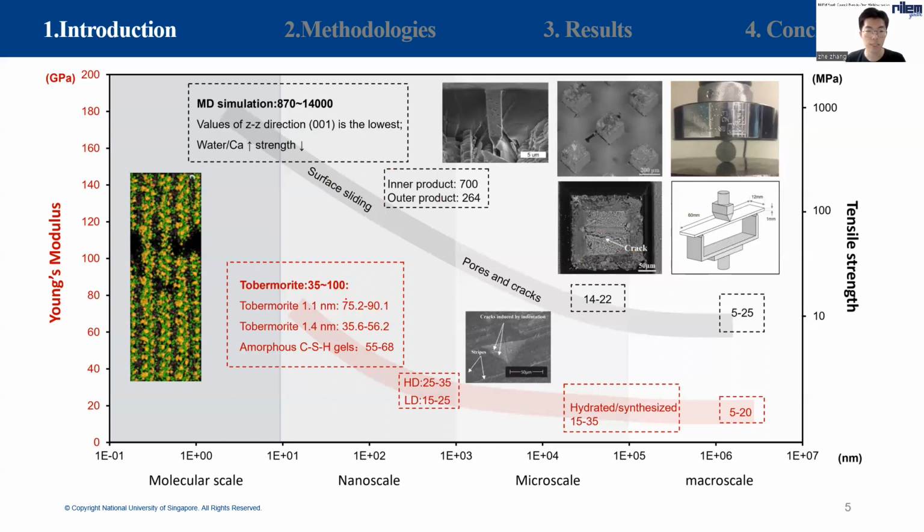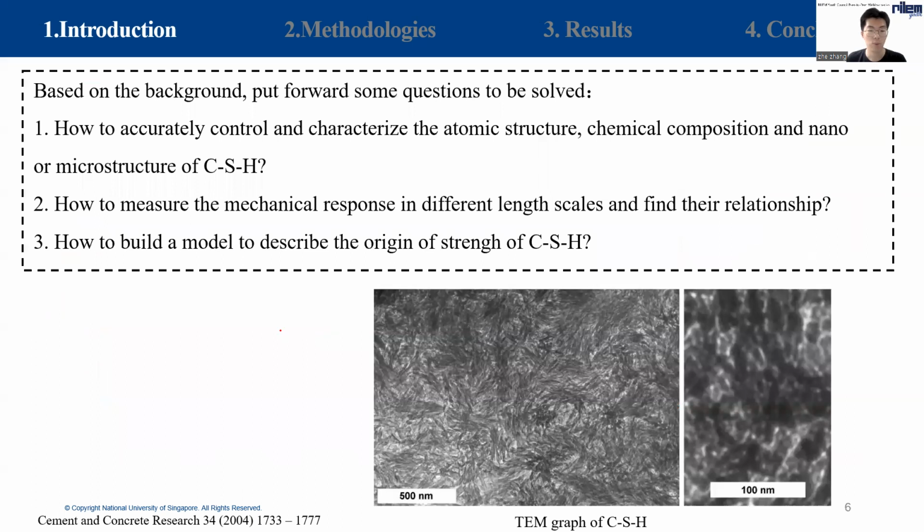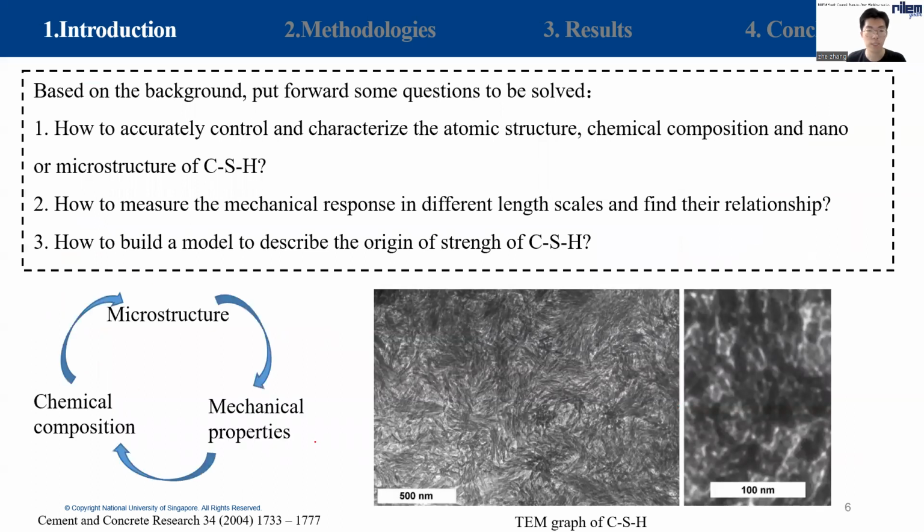Even within the same length scale, we can still see that the distribution range of the mechanical properties is very large, which would be influenced by its chemical composition and microstructure. What I aim to do is to find a relationship between these main influencing factors and the mechanical properties and try to build a model to describe the strength origin of CSH.